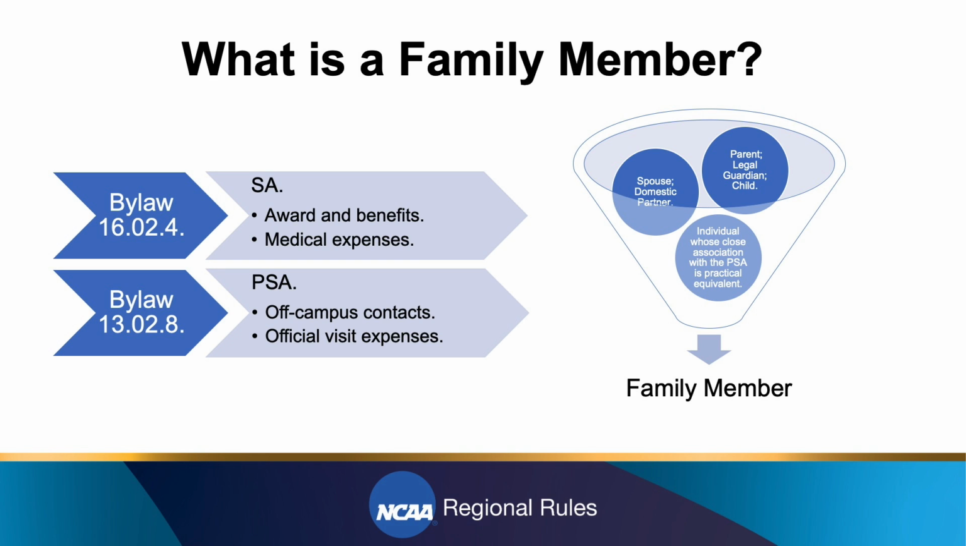This is important because in Bylaw 16, benefits to a student athlete's family member may be provided in accordance with awards and benefits and medical expenses. Further, in Bylaw 13, a prospective student athlete's family member may have additional access to off-campus contacts and official visit expenses.